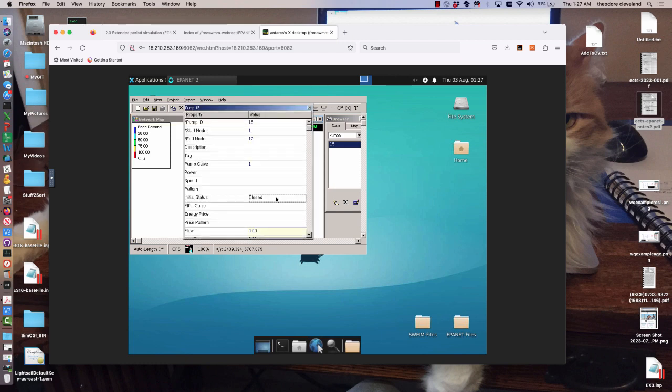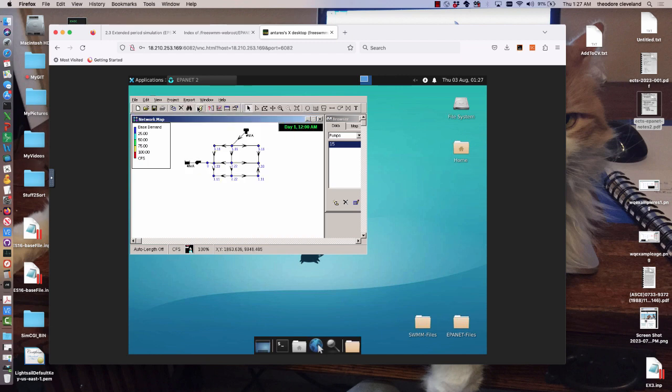Let me turn on my pump again. If I rerun it, there's no change because we haven't changed the time. The way we know that is it says we did a single period. So now in the data block, do you remember what we have to change to activate that demand pattern?